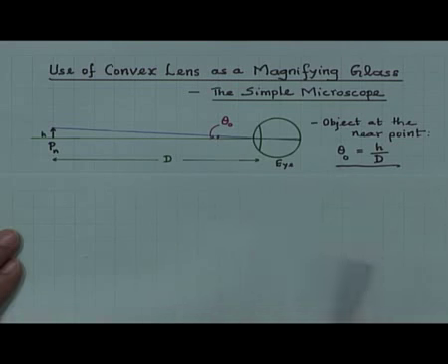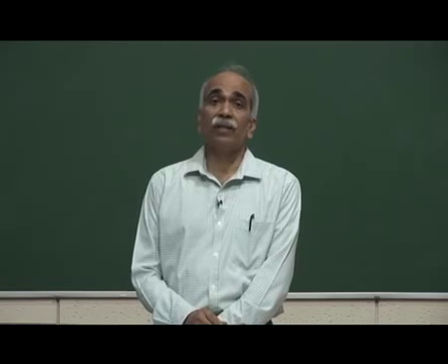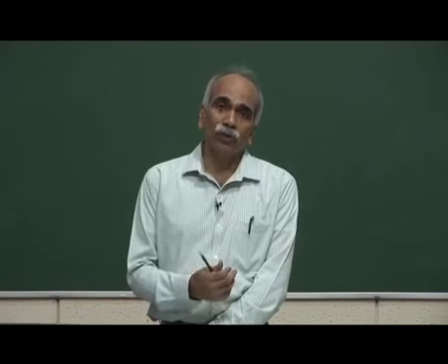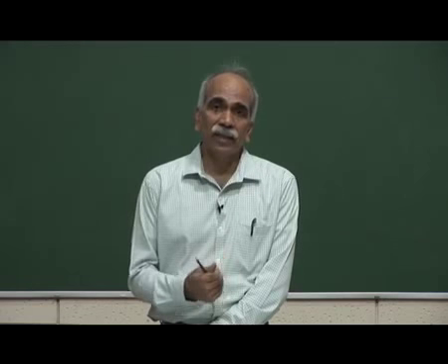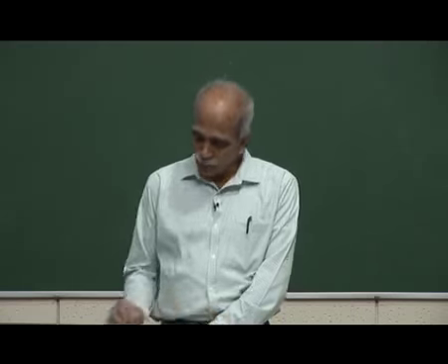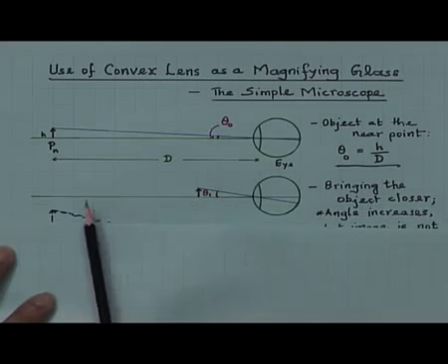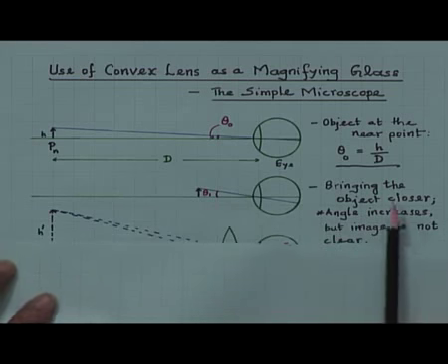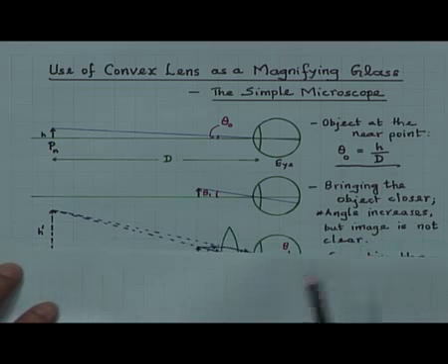Now, we know that the angle subtended at the eye has to be larger if we have to see the object more clearly. And how can we do that? If we bring the object closer, it will subtend a larger angle because the distance becomes smaller. So, that is what is shown here: if we bring the object closer, the angle becomes larger. Bringing the object closer, the angle increases, but the image is not clear.